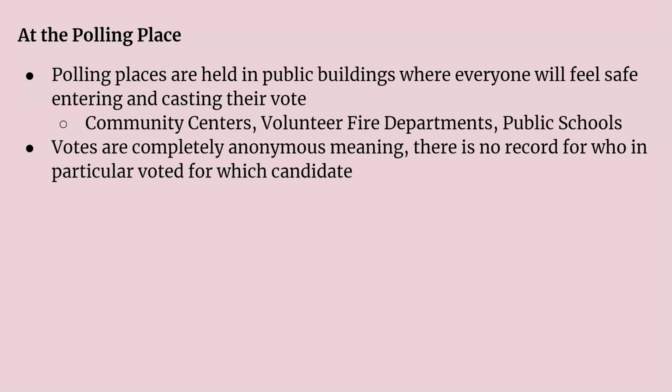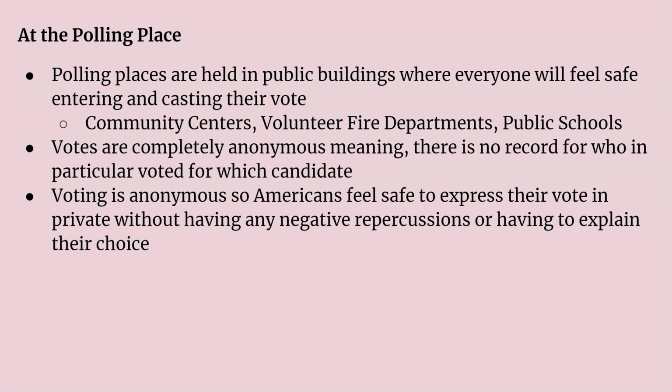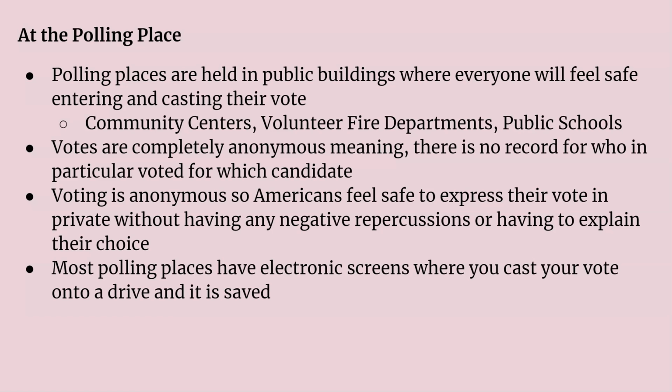Votes are completely anonymous. You don't have to write your name on the vote. You just go up and you vote for who you want to vote for. It's not recorded who actually voted. Your name is not associated. This is so people feel safe in voting for whoever they want to. They don't feel like any repercussions or have to explain to anybody who they voted for. It's totally private. Only the person voting knows who they voted for.